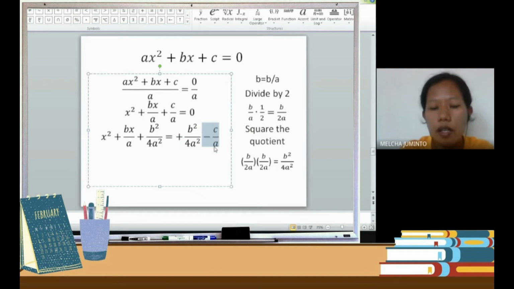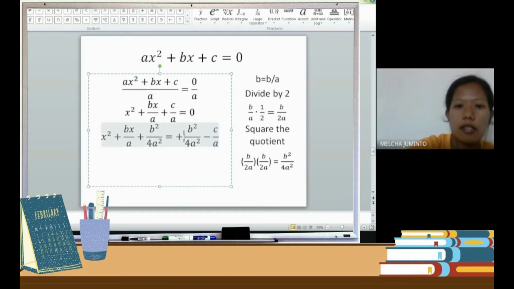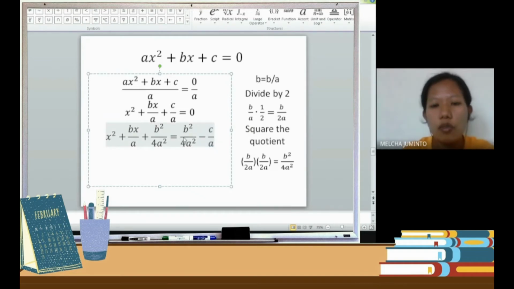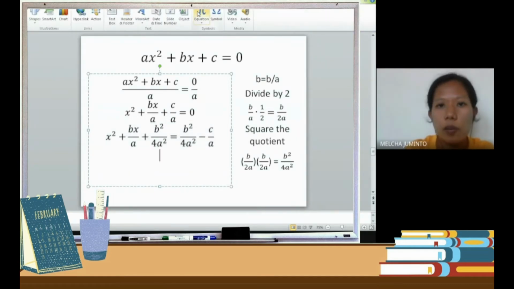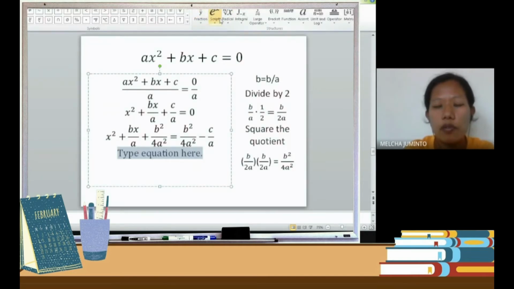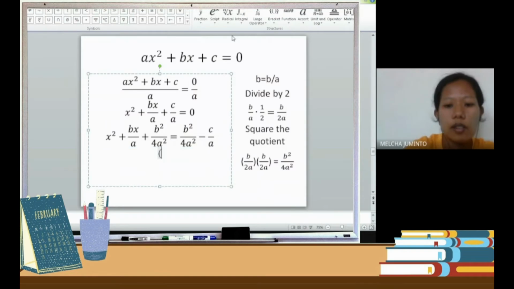Negative c over a was written now last. Yung b squared over 4a squared nasa unahan. Okay, next step, we can now express the left side as square of two binomials because it is a perfect square trinomial.